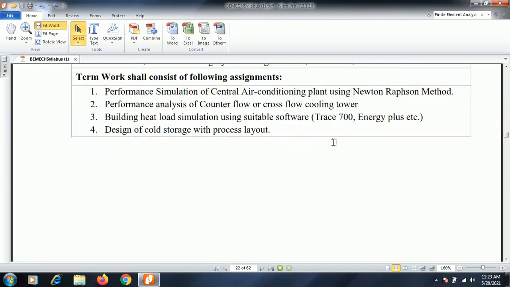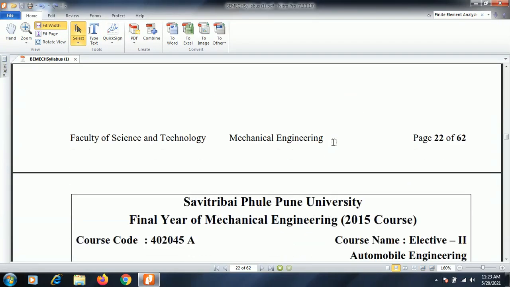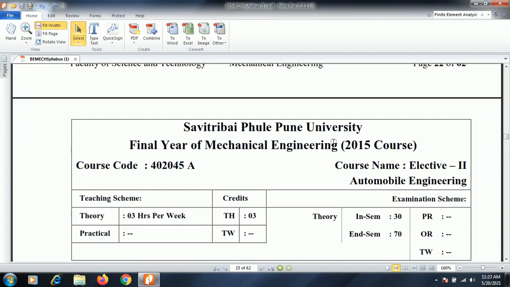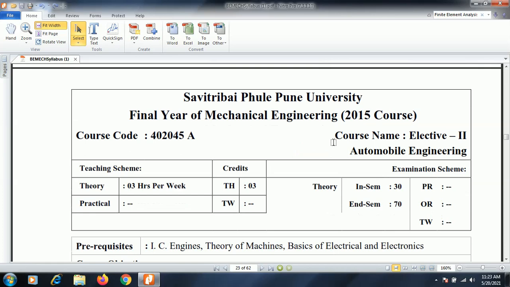So you can opt for this subject, heating, ventilation and air conditioning, if you are interested in the thermal field, with refrigeration and air conditioning as your subject of interest. Now this was related to elective one. So you have to choose one elective from elective one and another elective from elective 2.